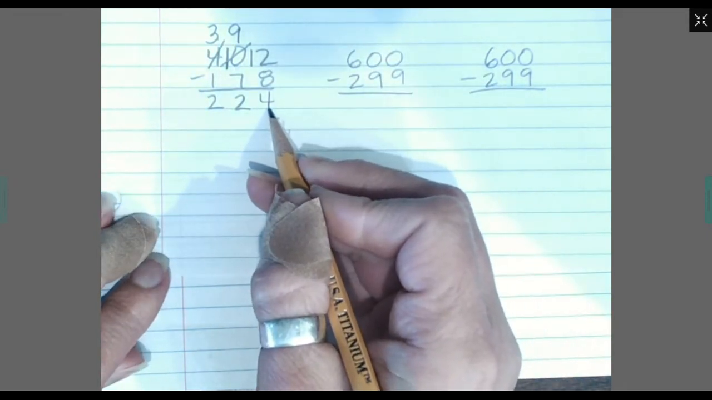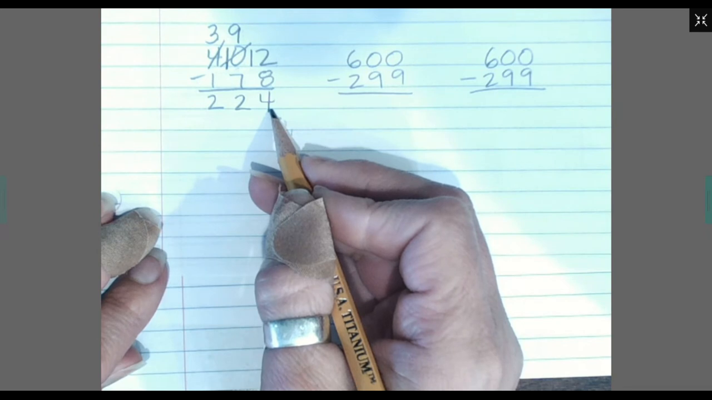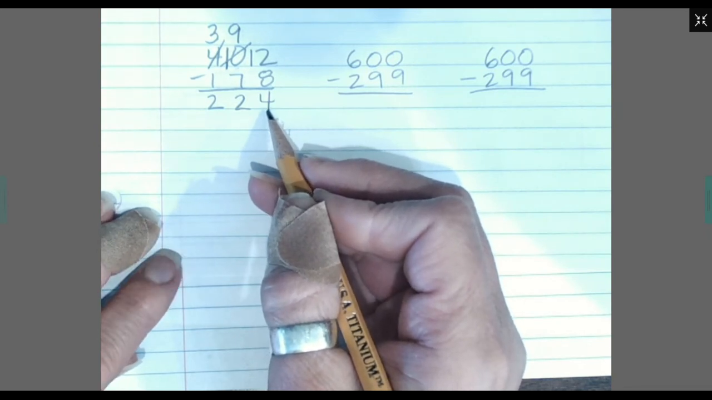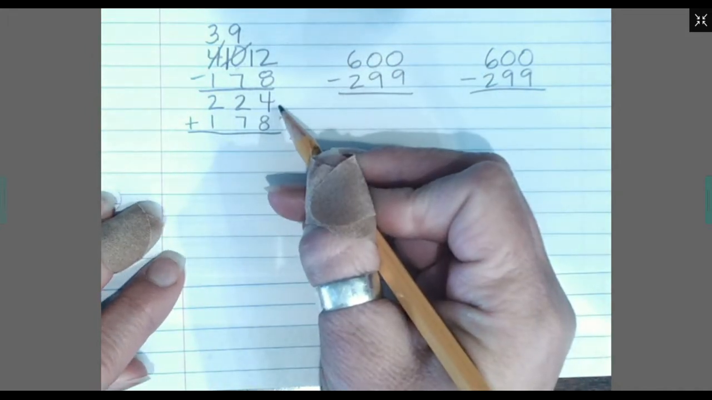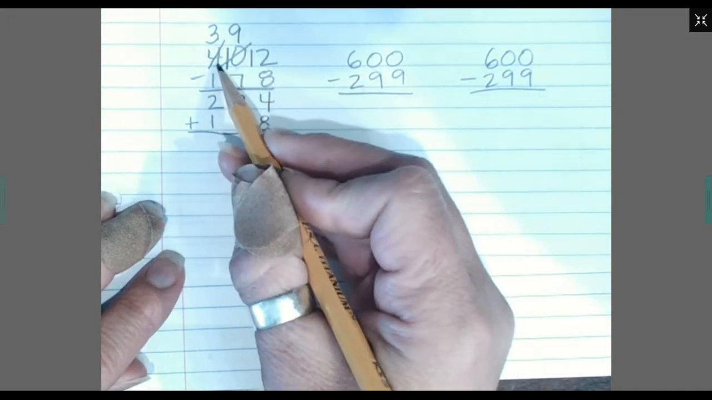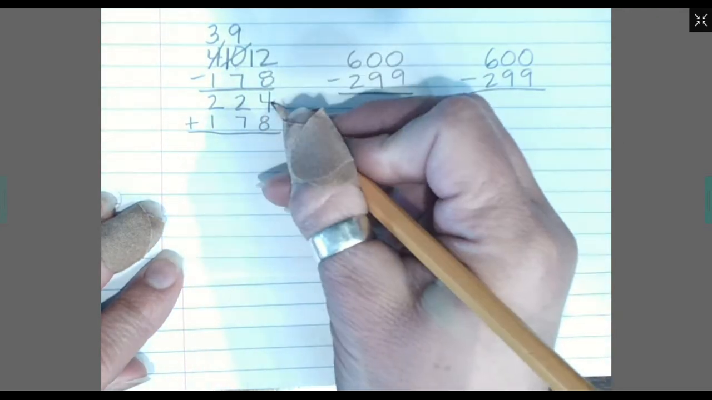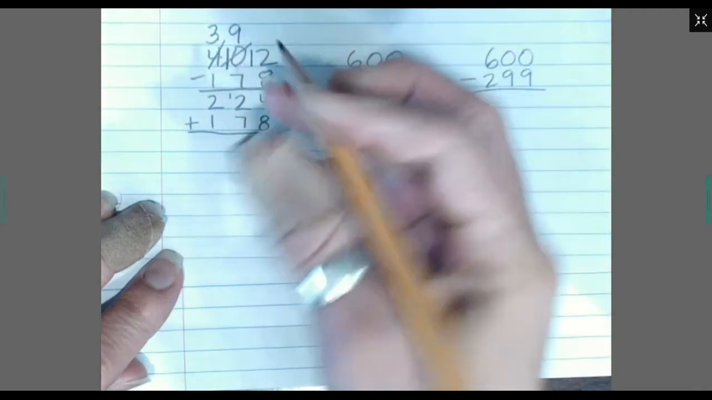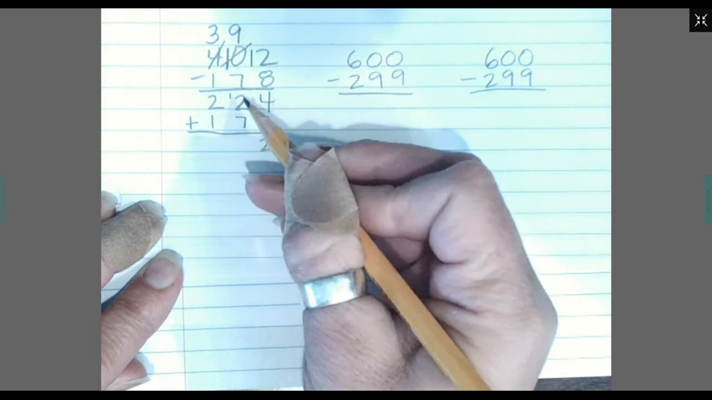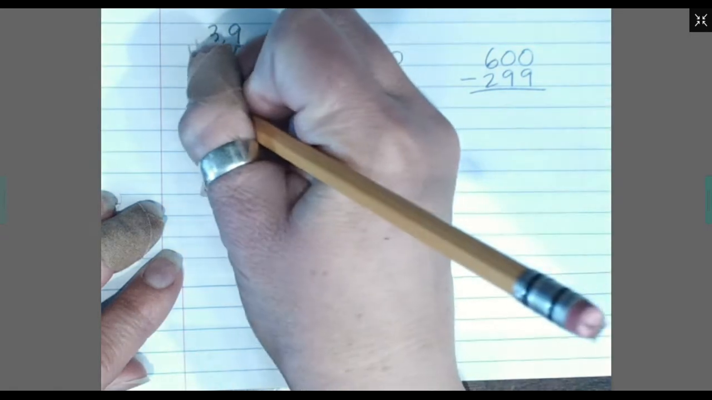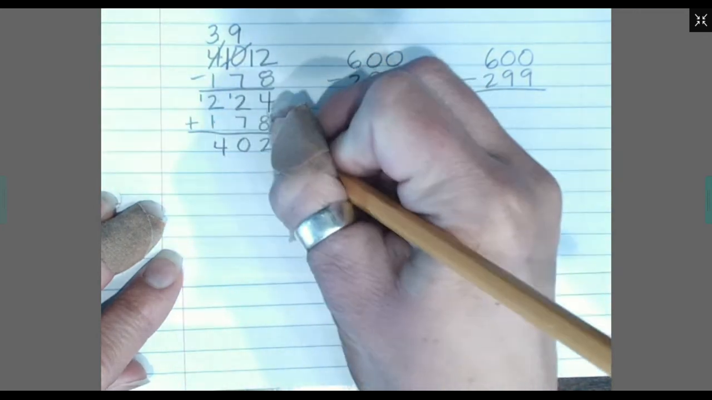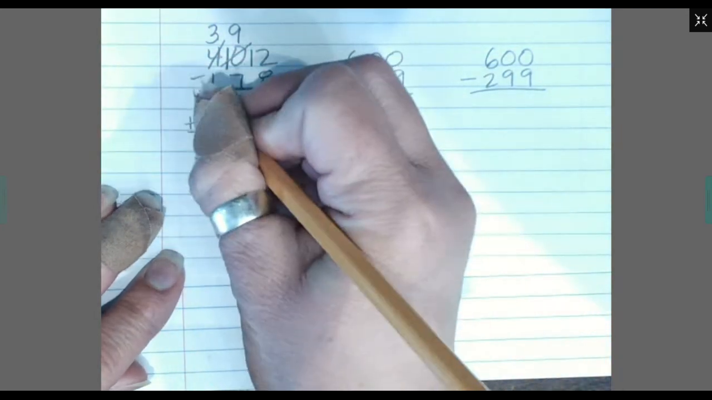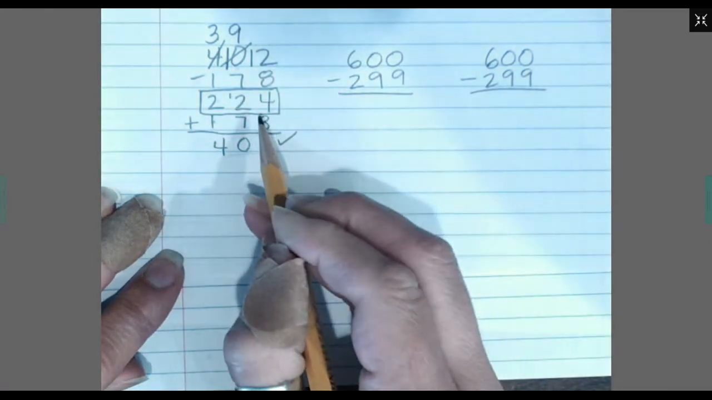We should always check our work. How are we going to check our work for subtraction? We're going to do the inverse operation, which is addition. So if I add 178 to my difference that I got, 224, I should get what I started with, 402. 8 plus 4 is 12. Carry my 1. 1 plus 7 is 8. Plus 2 more is 10. Carry my 1. 1 plus 1 is 2. 2 plus 2 is 4. Check! I got what I started with. Therefore, 224 is my difference.